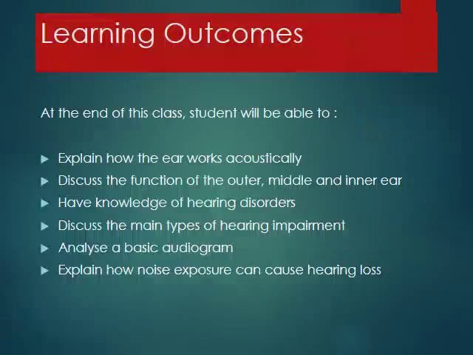Okay, the learning outcomes for this class: at the end of this class, students should at least be able to, one, explain how the ear works acoustically. Secondly, discuss the functions of the outer, middle, and inner ear. Have knowledge of hearing disorders. Discuss the main types of hearing impairment. Analyze a basic audiogram. Explain how noise exposure can cause hearing loss.